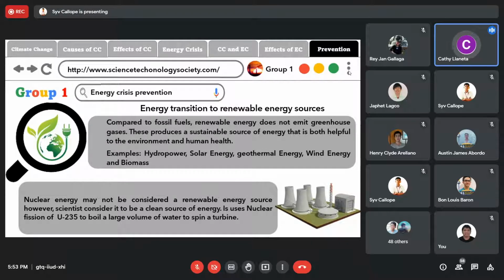An example of a nuclear power plant in the Philippines is the BNPP, or the Bataan Nuclear Power Plant. But the Bataan Nuclear Power Plant is still facing the plant siting issue.